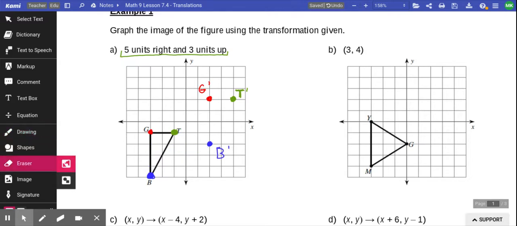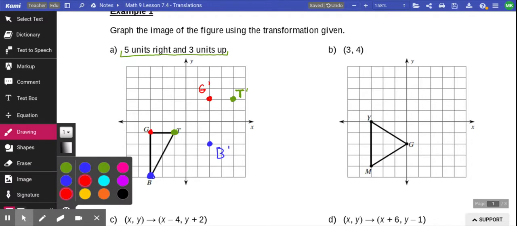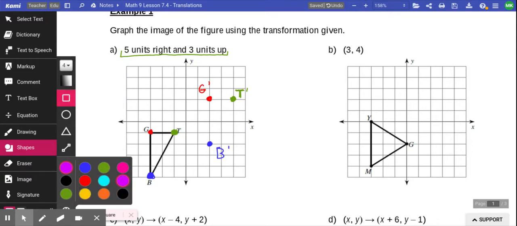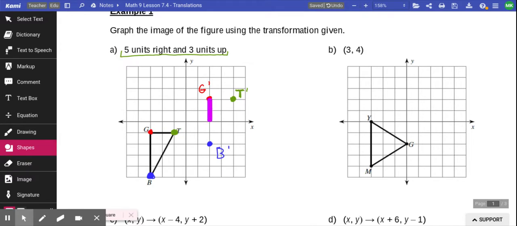Beautiful. You have officially translated your corners or your vertices. Now all I need to do is play connect the dots, which is nice and easy. I'm going to try to make this line a little bit thicker, go with purple so it stands out. We just connect the dots.